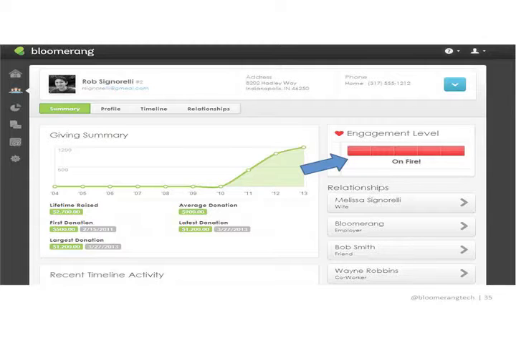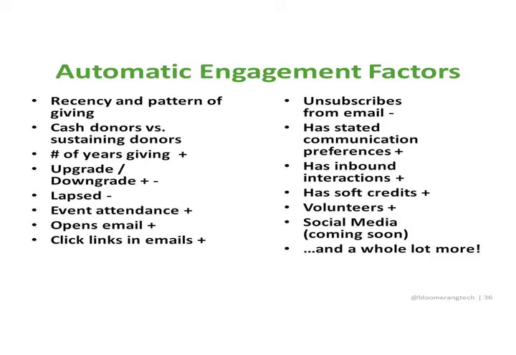So let's walk through the engagement factors and what is determining those. First and foremost, two or three that you see there have to do with their giving. So their recency and pattern of giving, whether or not they are giving outright via checks or cash, or whether they're a sustaining donor with some sort of recurring transaction, or whether they're doing a long-term pledge. The number of years of giving that they've had with your organization, obviously people are much more engaged once they get to the second, third, and fourth and fifth year. If they're upgrading or downgrading, obviously if they lapse, that drops the engagement quite a bit down.